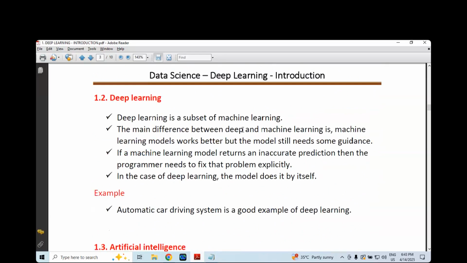The main difference between deep learning and machine learning is that machine learning models work well, but the model still needs some guidance. If the machine learning model returns inaccurate predictions, then the programmer needs to fix that problem explicitly. For example, imagine machine learning is not working because of an overfitting issue. During training it gives good predictions, but during testing it gives wrong predictions and the score is very low. We can solve that by using ridge regression.